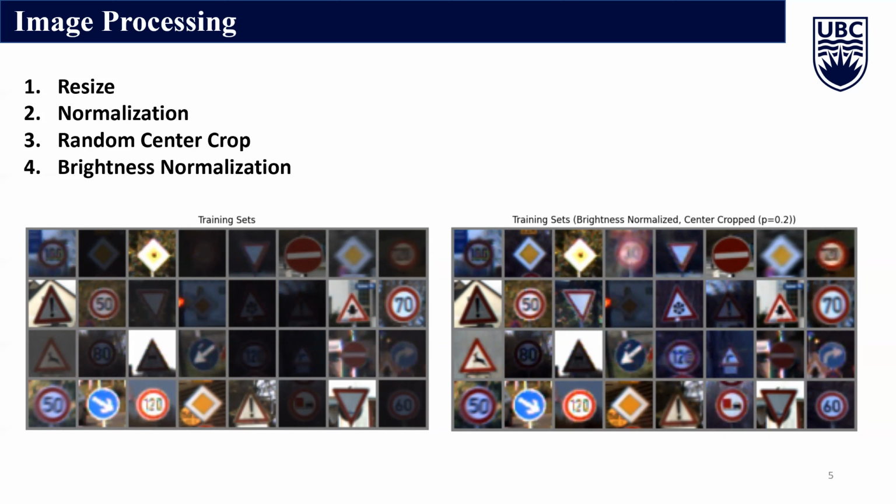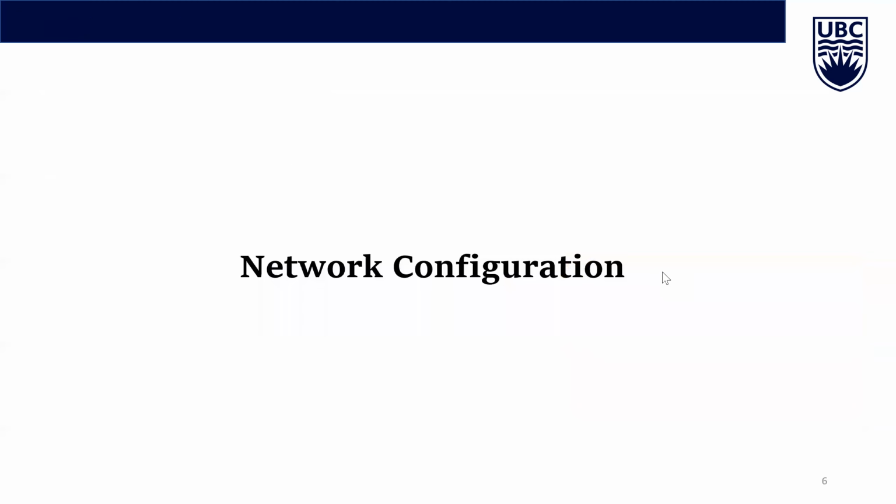The third step is random center crop. We randomly capture the center square in 30 by 30 pixels and expand it to 32 by 32 pixels, generating more data to reduce overfitting. The final step is brightness normalization. We can use OpenCV to perform the brightness normalization. This graph is the comparison before and after the brightness normalization and center crop.